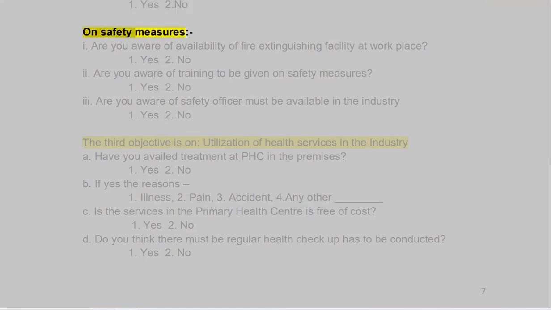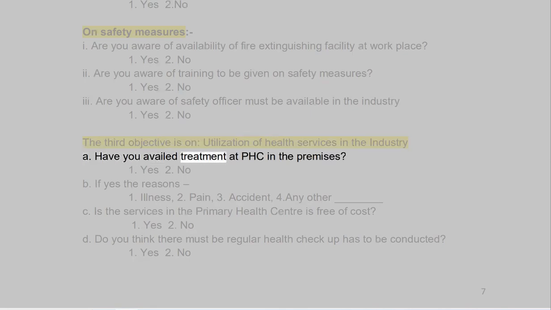On safety measures: 1. Are you aware of availability of fire extinguishing facility at workplace? 1. Yes 2. No. 2. Are you aware of training to be given on safety measures? 1. Yes 2. No. 3. Are you aware of safety officer must be available in the industry? 1. Yes 2. No.